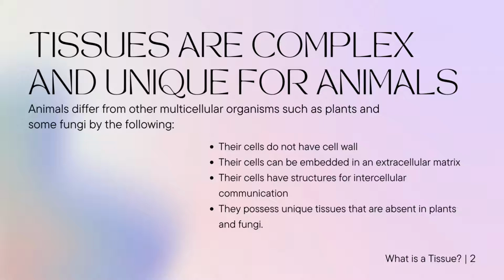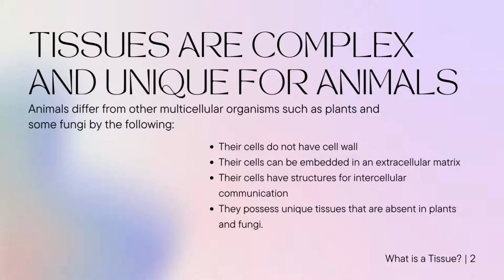Next, their cells have structures for intercellular communication. It is important for cells to communicate with each other to coordinate their movements and functions. That is why there are structures such as gap junctions and tight junctions for intercellular communication for them to communicate with each other. Also, they possess unique tissues that are absent in plants and fungi.